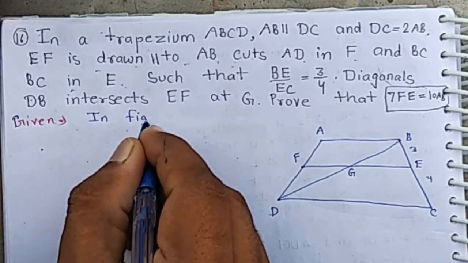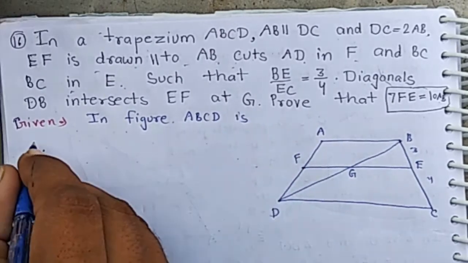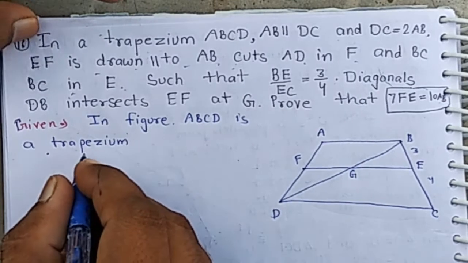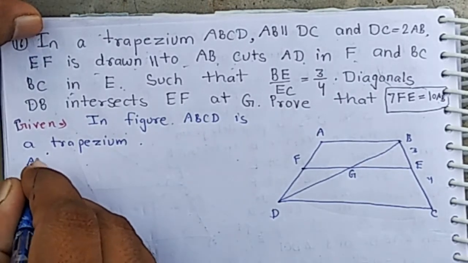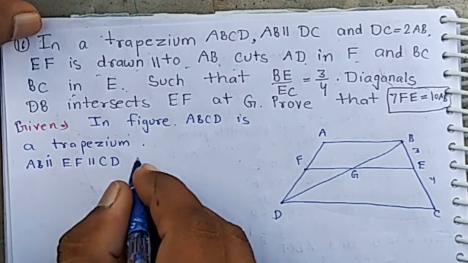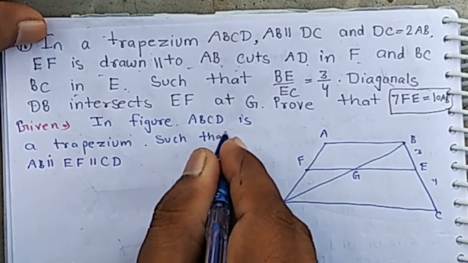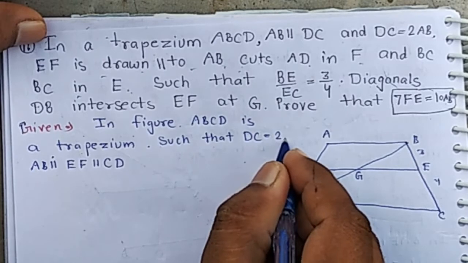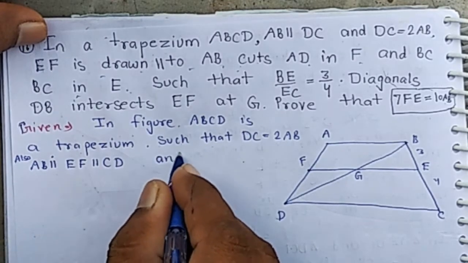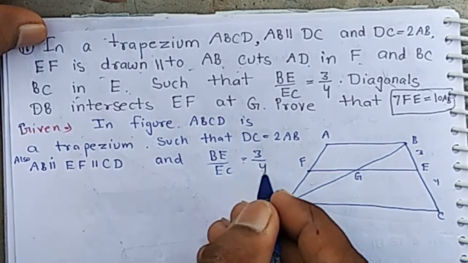In the figure, ABCD is a trapezium. AB is parallel to EF is parallel to CD, such that DC is equal to twice AB, also BE by EC is equal to 3/4.